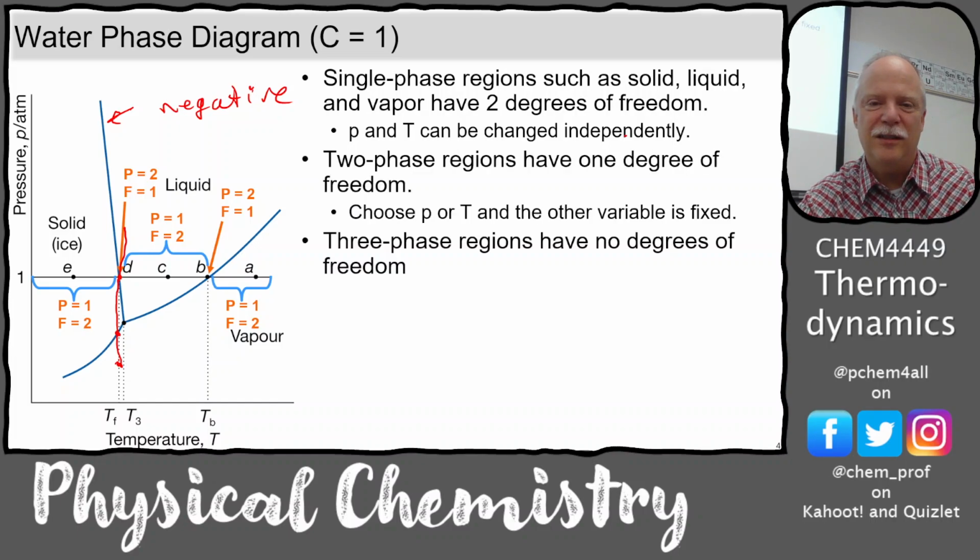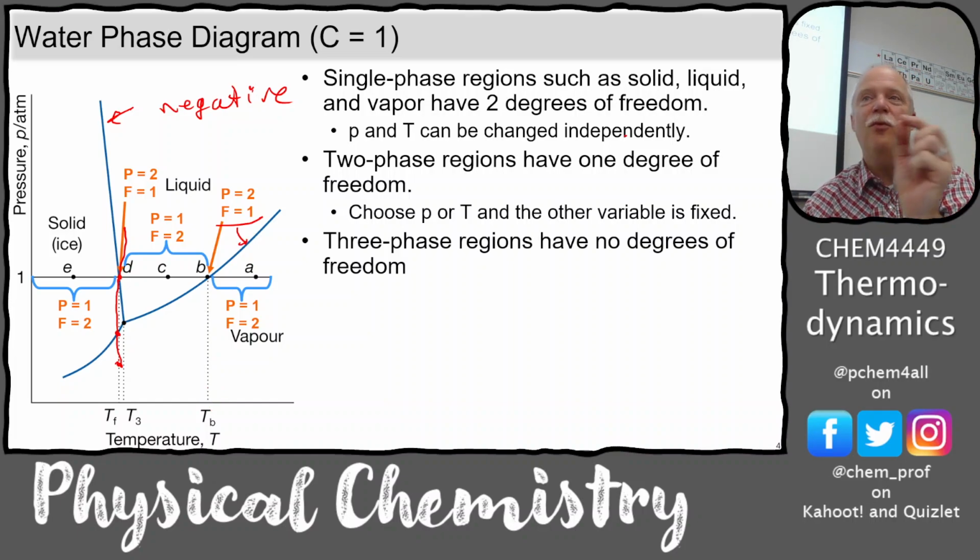And so this is just showing you that these different equilibrium regions have phases in equilibrium with each other. In this case, P stands for phase, F stands for degrees of freedom. So if you're going to stay on this line, what does it mean to have a degree of freedom of 1? Well, I can pick either temperature or pressure to change, but the other one is determined by the line.